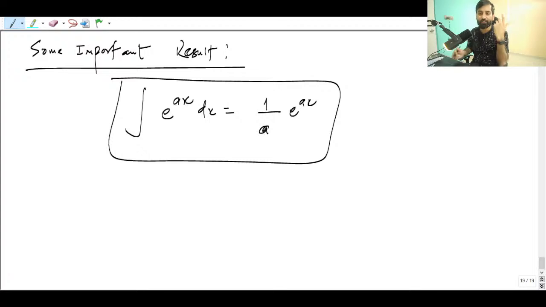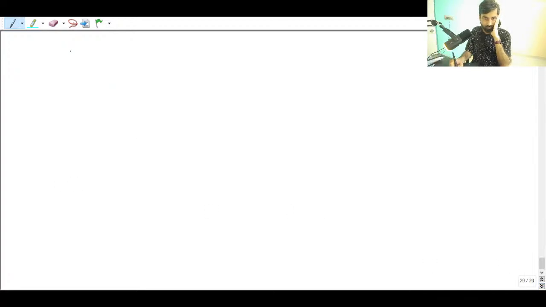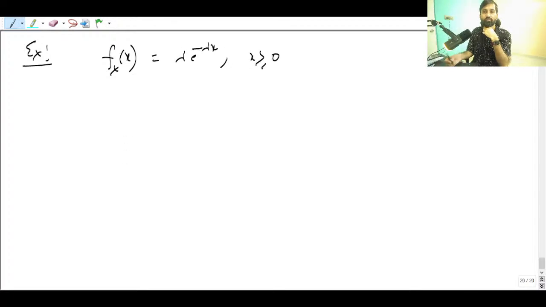Suppose you have got the density function, I'm just taking an example, lambda e raised to power minus lambda x for x greater than 0. If you want to find the probability of x greater than a, what is this? Probability of x greater than a means you have to integrate from a to infinity.